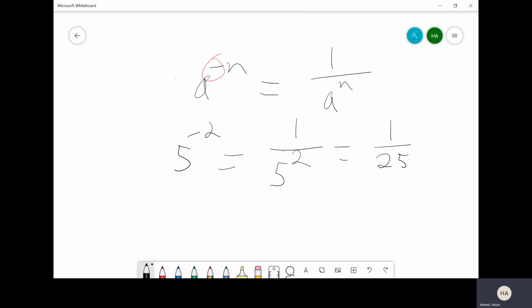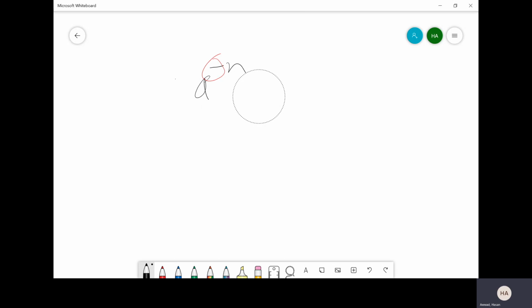This was the example that I was referencing earlier where I said, feel free to just leave it as 1 over 25. You don't have to write 0.04. I'm actually preferring fractions, so leave it as such. Again, just a property that you should memorize. It will be used fairly heavily in this course, so make sure that you remember what happens when you have a negative exponent.